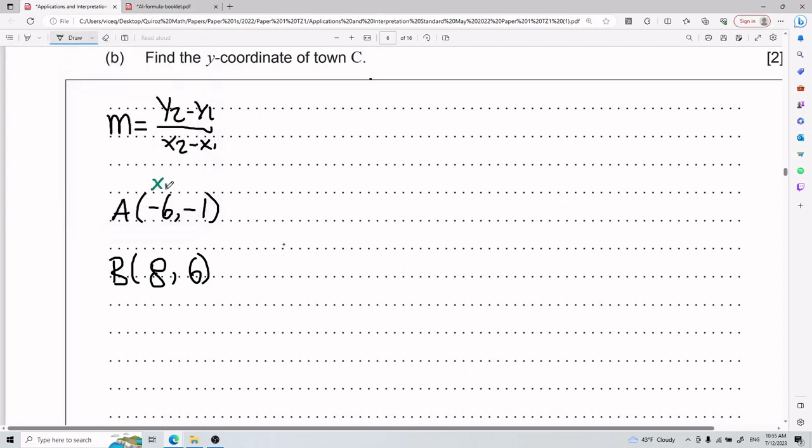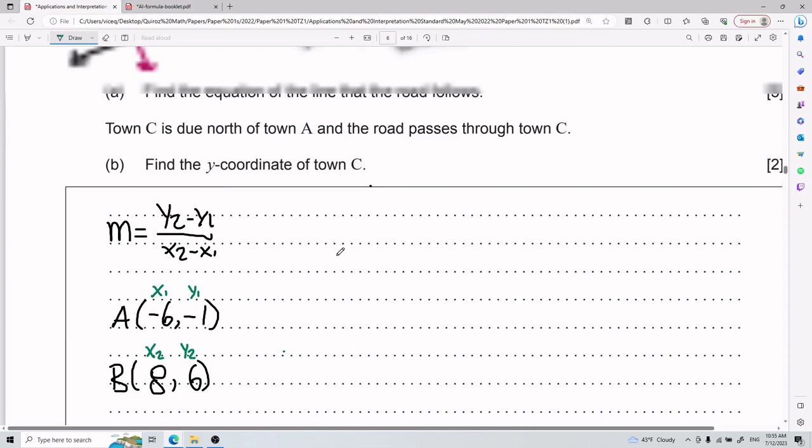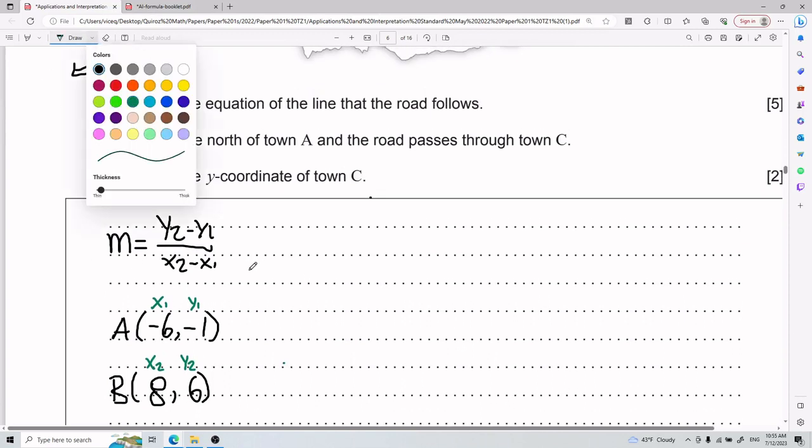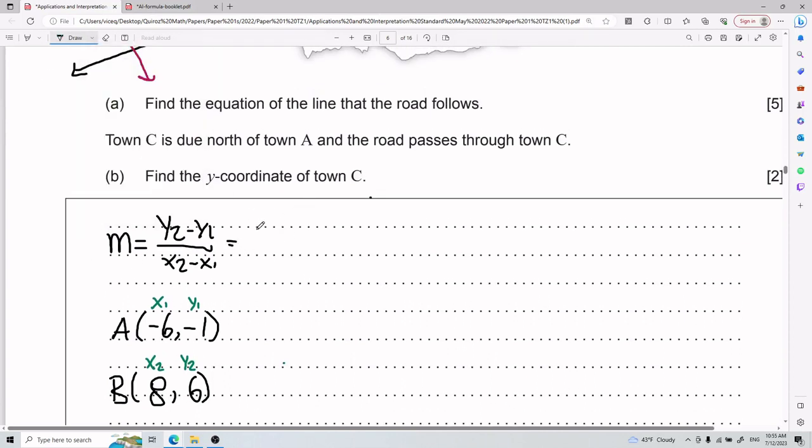X1 is gonna be -6. Y1 is gonna be -1. X2 is gonna be 8. Y2 is gonna be 6. Okay, that's a small step, but it can actually get you very far. So y2 is 6 minus y1, which is -1.